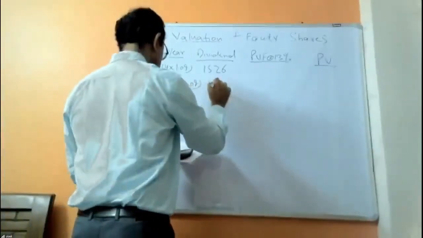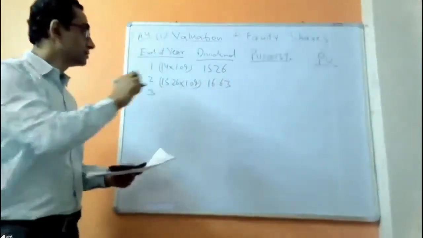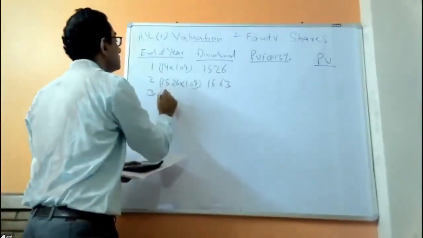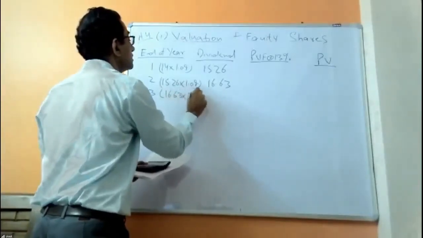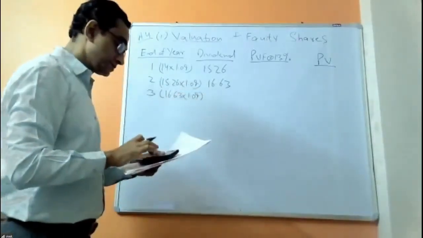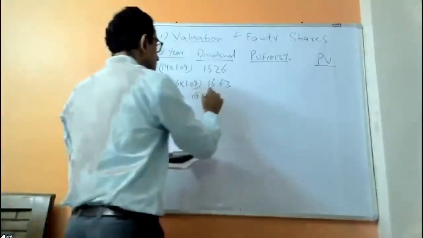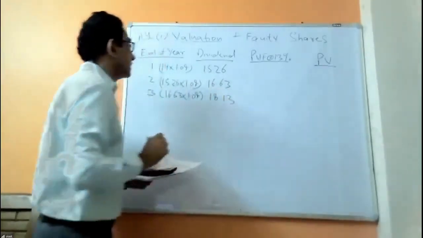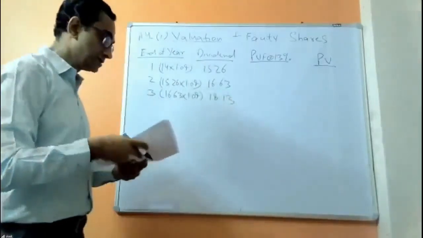See, it is 16.63. Now dividend at the end of the third year will be multiplied by the growth rate. 16.63 multiplied by 1.09. It's coming to 18.13. And then we will multiply it by the present value factor at 13%.